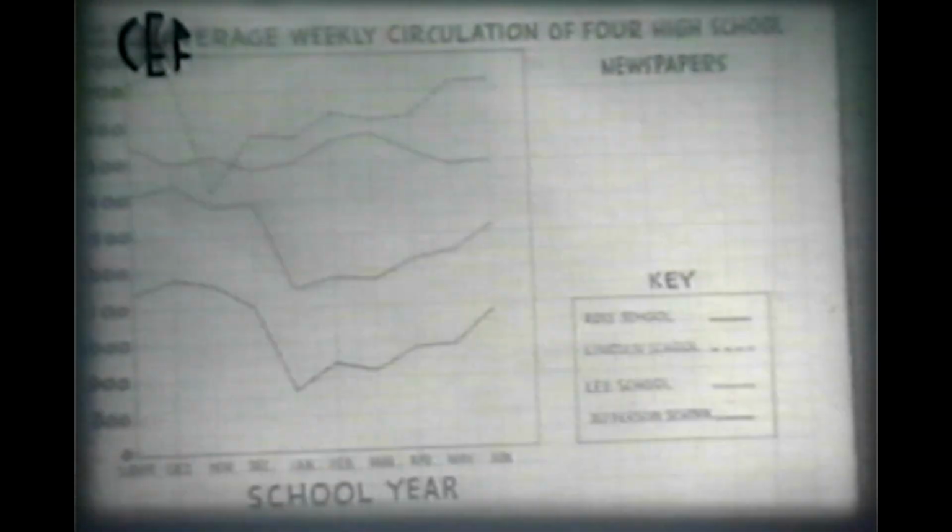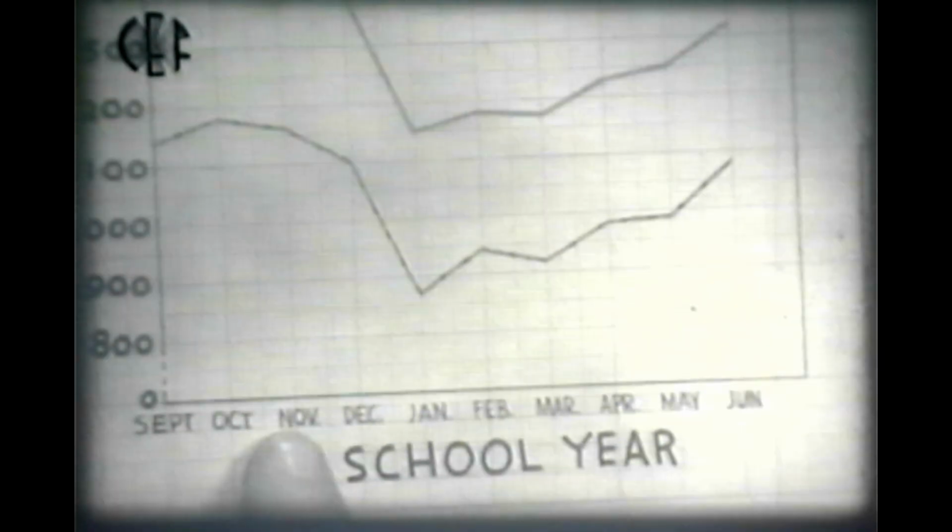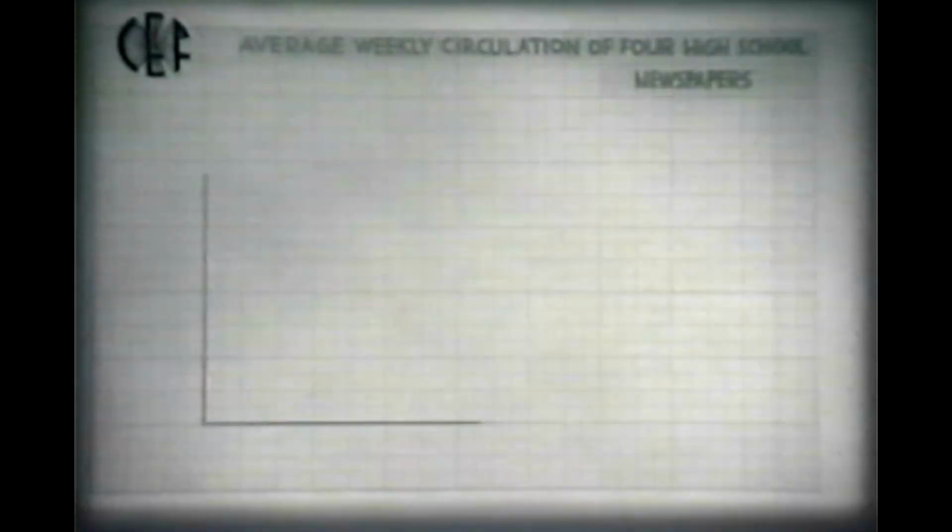The boys told me how they had made it. To make less plotting, they took the average weekly sale for each month. They started with their squared paper, or grid, and drew 2 perpendicular axes. Along the horizontal axis, which is called the x-axis, they arranged the 10 months of the school year.